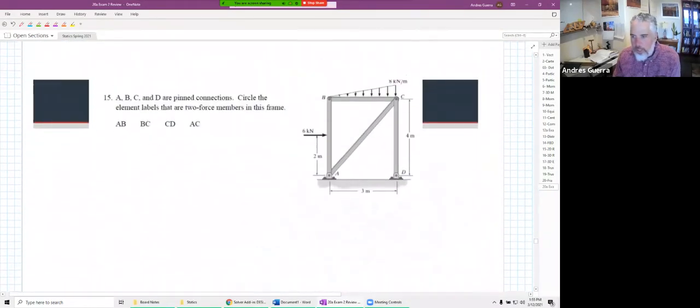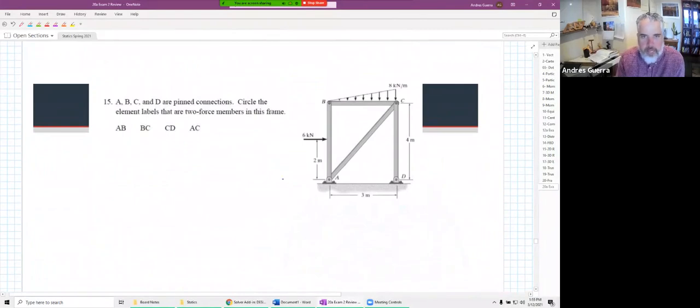Let me do one more here, and that's relevant to the 2-force and multi-force members. This is asking us to circle all the elements that are 2-force members in this frame.